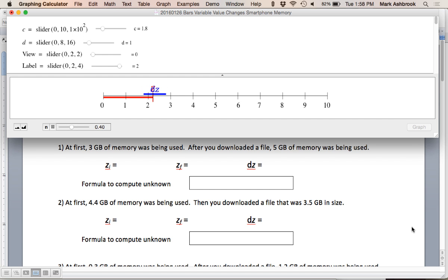Okay, so I've got a couple of quick questions here. There's a scenario, and then there are 3 variables: Z initial, Z final, and DZ. One of those is unknown given the scenario. So you're going to fill in the 2 that you know, identify the unknown, calculate it, and then write a formula for the unknown. This should be very easy, and you have 2 different situations like that. So identify the 2 knowns and the 1 unknown, calculate the unknown, and write a formula for the unknown based on what happened. Go.